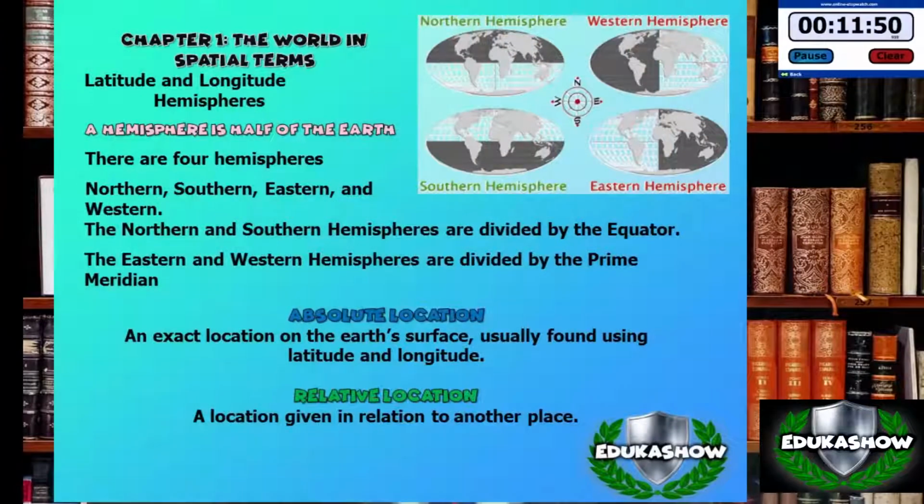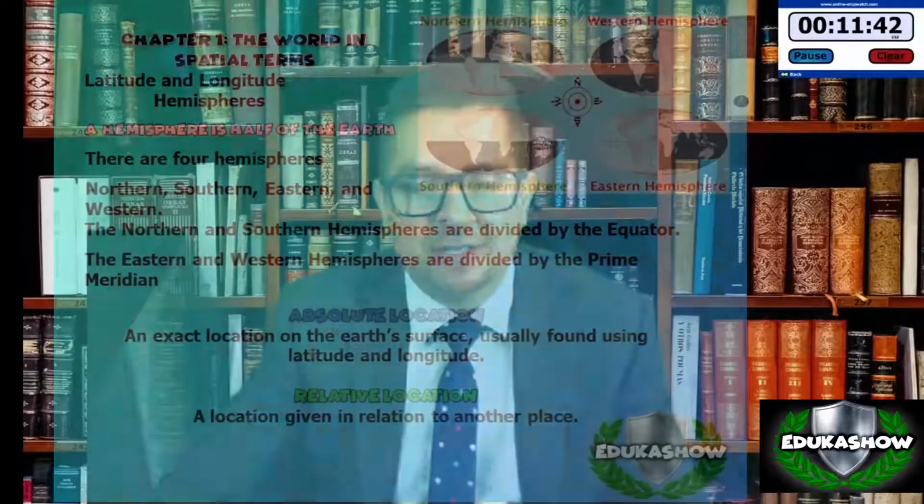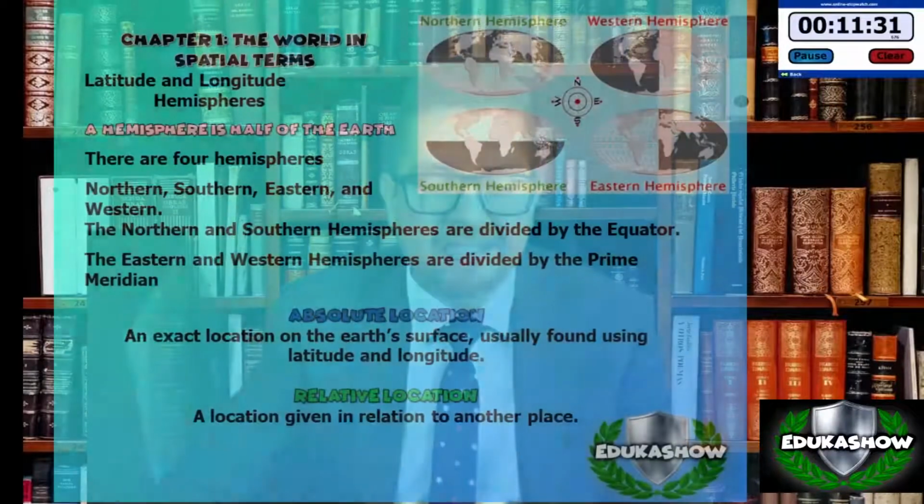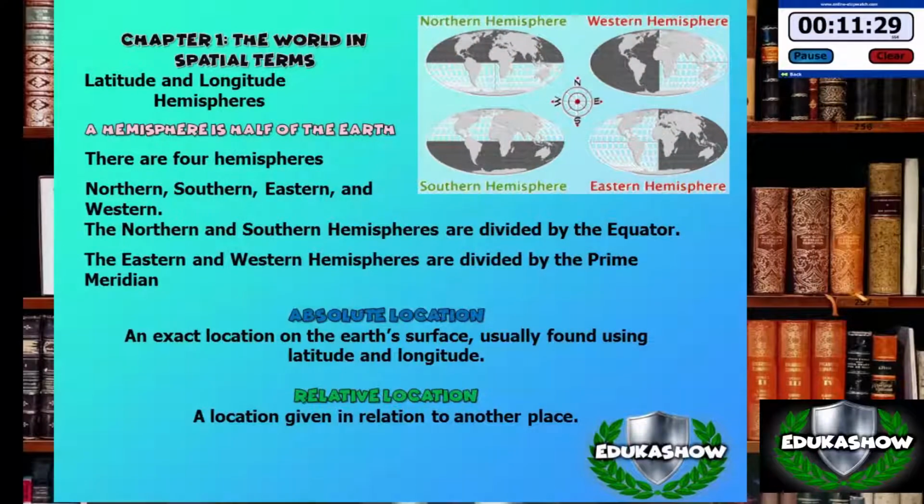The absolute location is an exact location on the Earth's surface, usually found using latitude and longitude. A relative location, of course, is a location given in relation to another place. My house is by the mall, or I could say the mall is by the freeway. Absolute location would be just to say exactly where something is located.